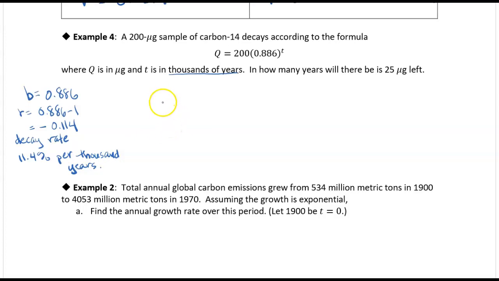All right, so let's actually answer the question. So we have a function 200 times 0.886 to the t, and we want to know how long is it going to take for the quantity to decay to 25 micrograms. Okay, so we can just set up the equation. We know that at any given point in time, this formula holds, and we want to know when is that formula going to be 25.